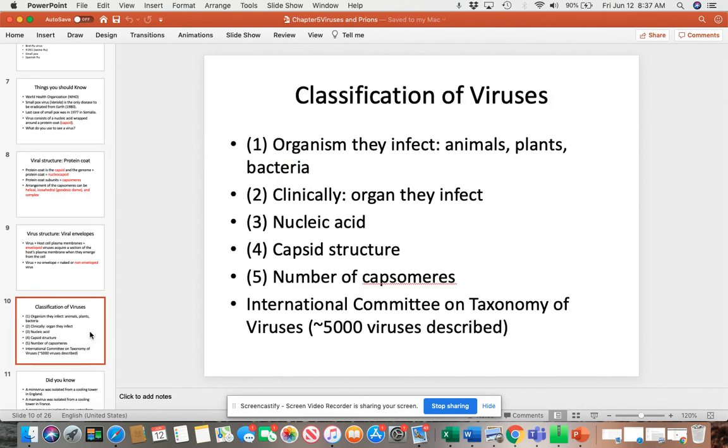virus. So, like I said, classifications, of course, you can classify them by what they infect, whether it be animals. We've already seen viruses that infect bacteria are called bacteriophages. Their specific nucleic acid. So, for example, the coronavirus, COVID-19, is an RNA virus. Of course, capsid structure, and in humans, of course, the organs they infect as well.